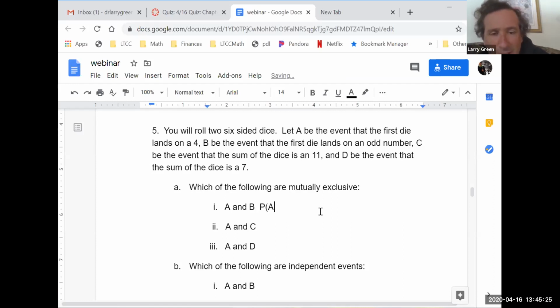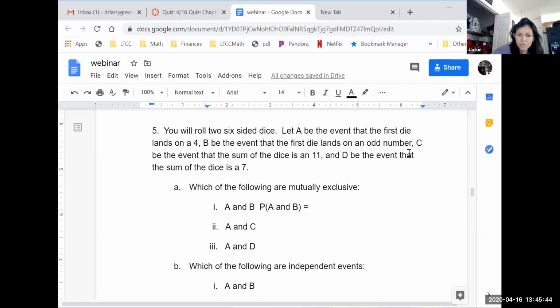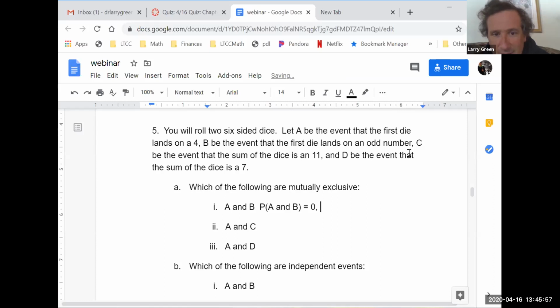So the probability of A and B, well, A means the first was a 4. B is the first is an odd number. What's the probability of rolling 2 dice, and the first is a 4 and odd? What is that probability? Zero. If you rolled a 4, it's not odd. So since it's 0, what's the answer to part A? Part A, first one.